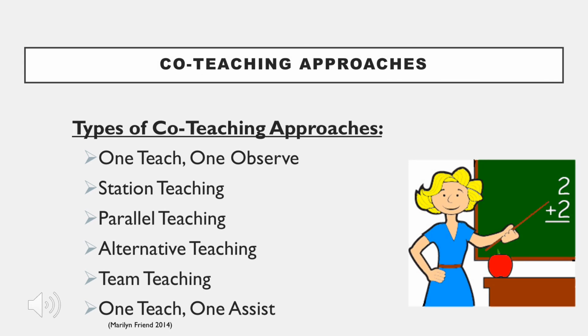We are now going to take a look at the types of co-teaching approaches that are evidenced by the research with Dr. Marilyn Friend. The first one is one teach, one observe. The next one is station teaching. We have parallel teaching, alternative teaching, team teaching, and one teach, one assist.